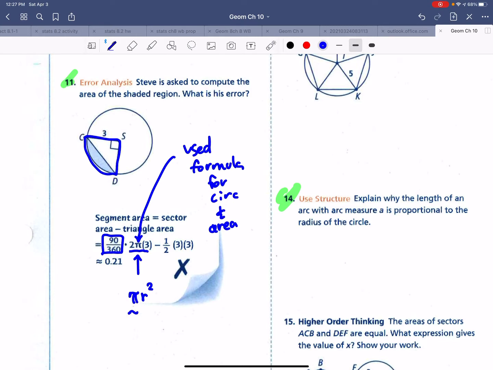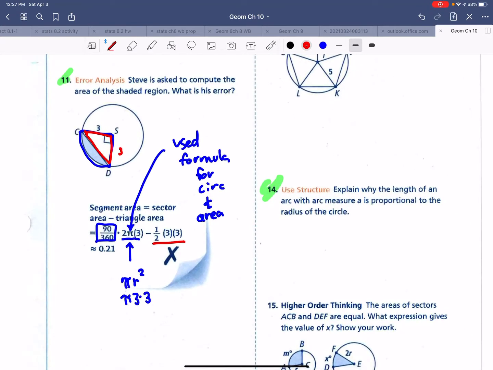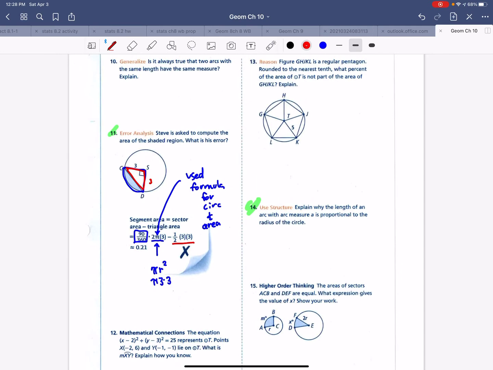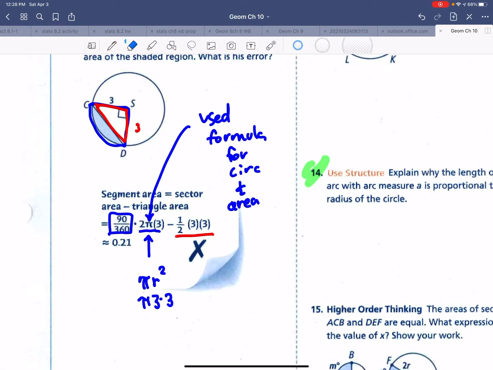Right, so this should be pi radius squared. So this should be pi times 3 times 3. Then he subtracted the area of our triangle. So what's the area of the triangle? 1/2 base times height. Okay, so that part looks good. So what did he do wrong? He used the wrong formula. He used the formula for circumference instead of the formula for area.